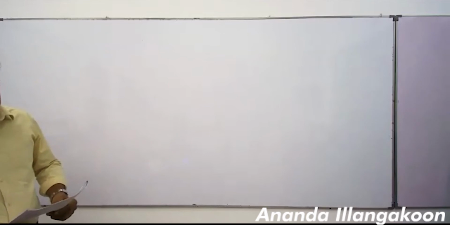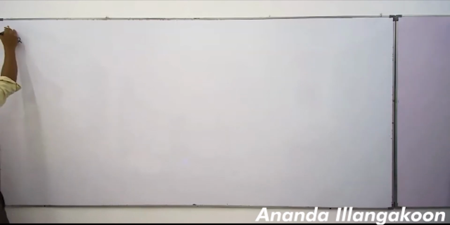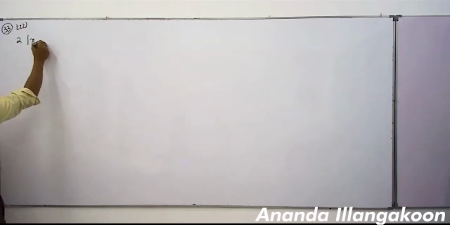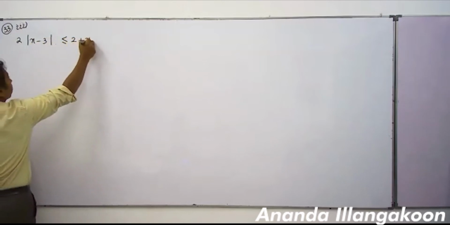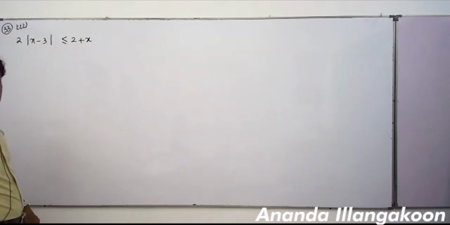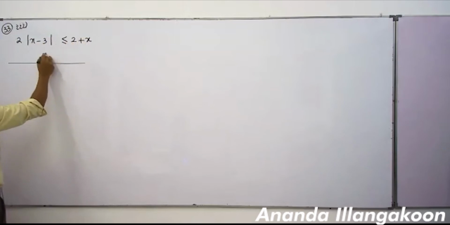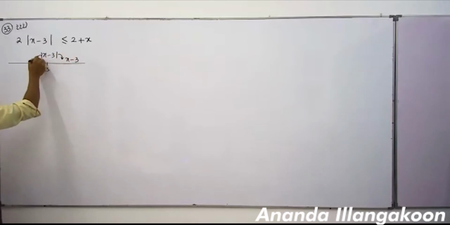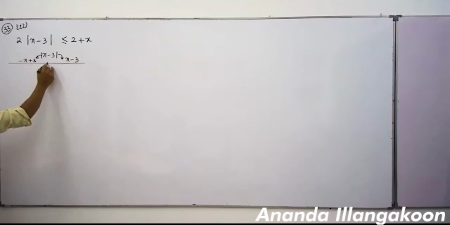Find the set of all real values of x satisfying the inequality 2 times mod x minus 3 is less than or equal to 2 plus x. We'll define this mod x minus 3. 3 here, mod x minus 3 on the right of 3, x minus 3 on the left of 3, multiply this by minus, minus x plus 3. Right, including this 3 to the right.